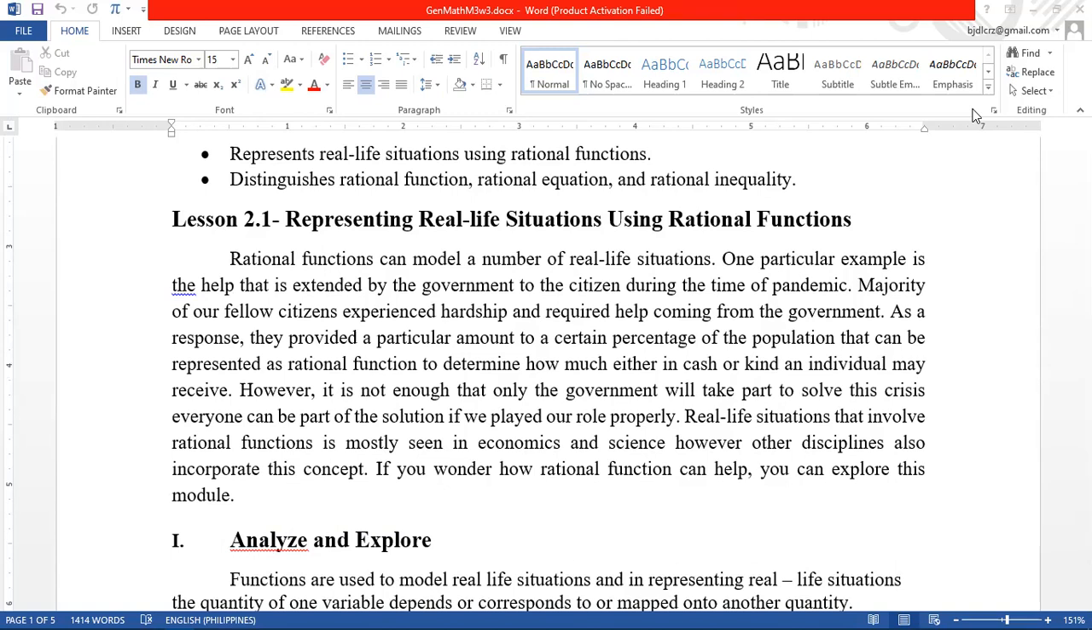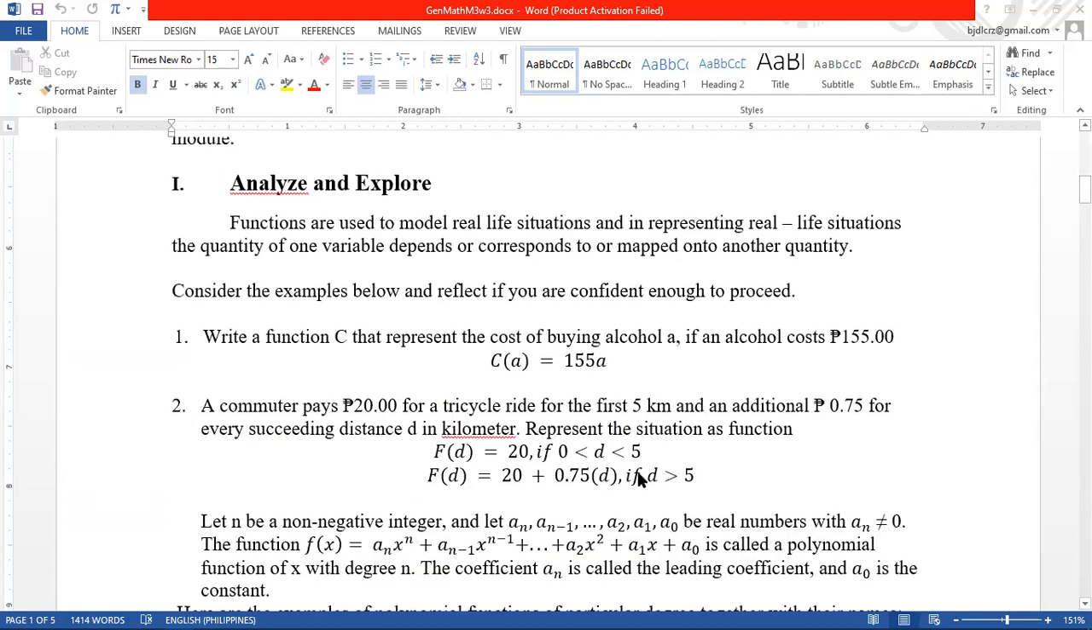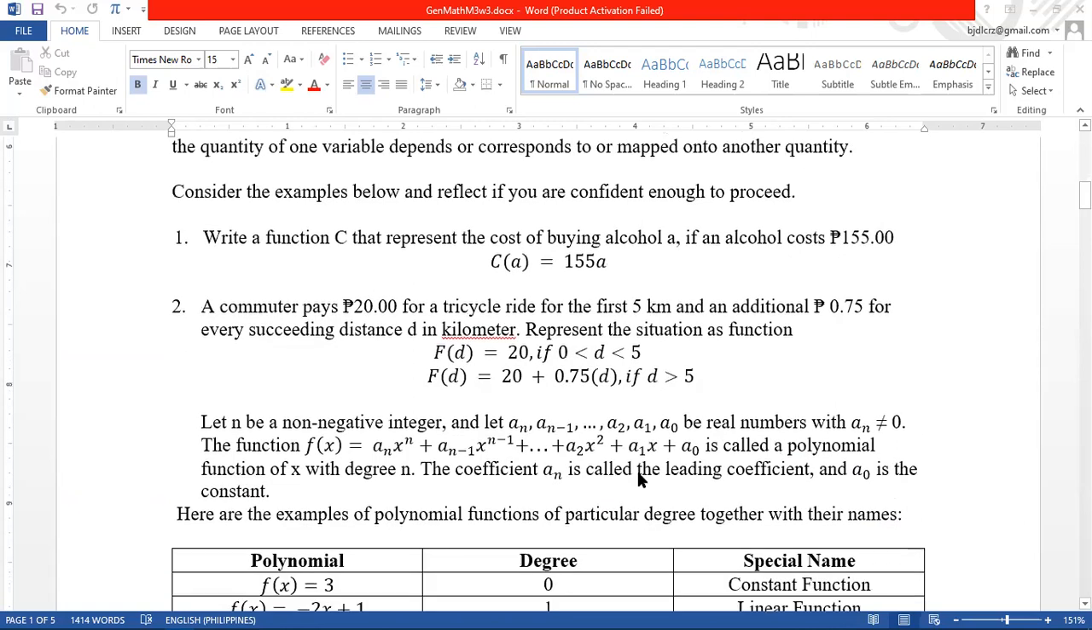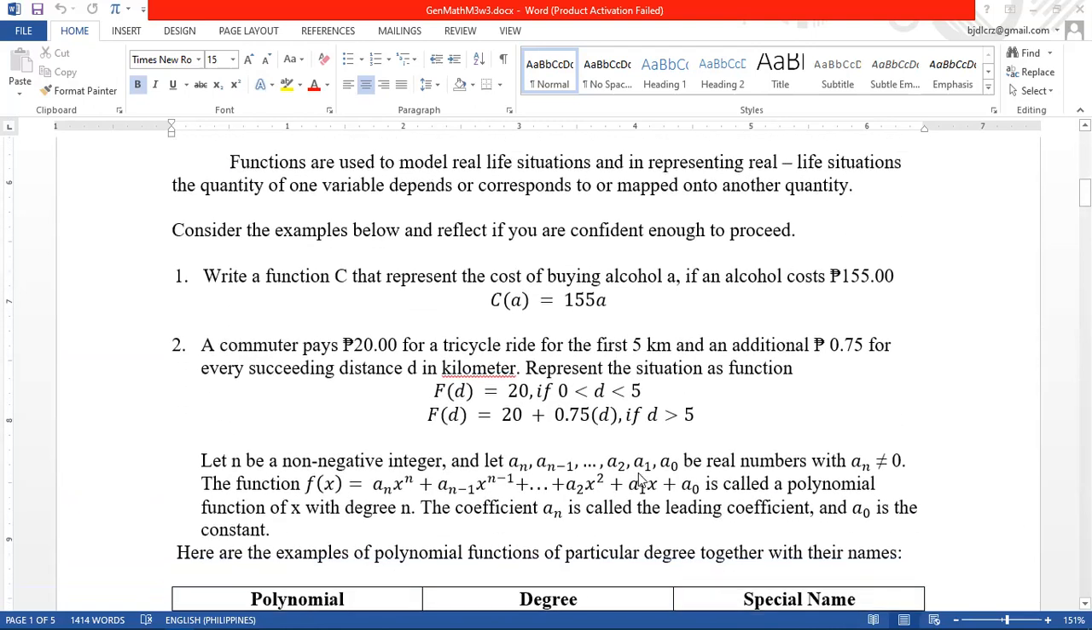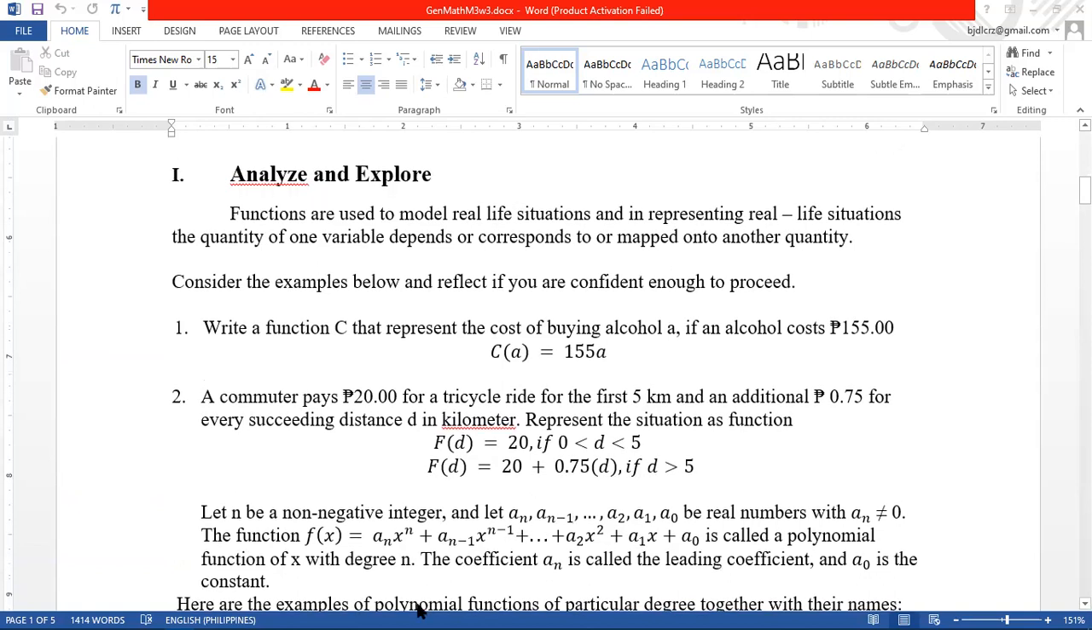Okay, for analyze and explore. Functions are used to model real-life situations, and in representing real-life situations, the quantity of one variable depends on, corresponds to, or is mapped onto another quantity. Consider the example below and reflect if you are confident enough to proceed.